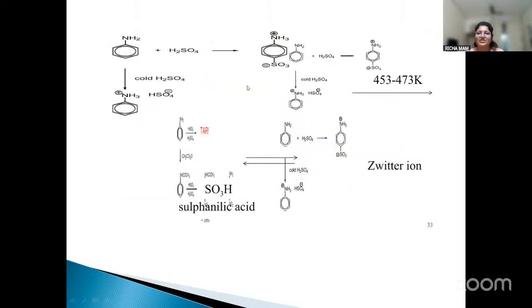So this is the reaction you can see. We have aniline here, and we are going to react it with H2SO4. I am going to get the anilinium hydrogen sulfate.